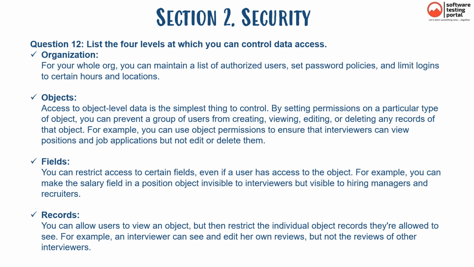Third, on the fields level, you can restrict access to certain fields, even if a user has access to the object. For example, you can make the salary field in a position object invisible to interviewers but visible to hiring managers and recruiters. Fourth is on the records level. You can allow users to view an object, but then restrict the individual object records they're allowed to see. For example, an interviewer can see and edit her own reviews, but not the reviews of other interviewers.